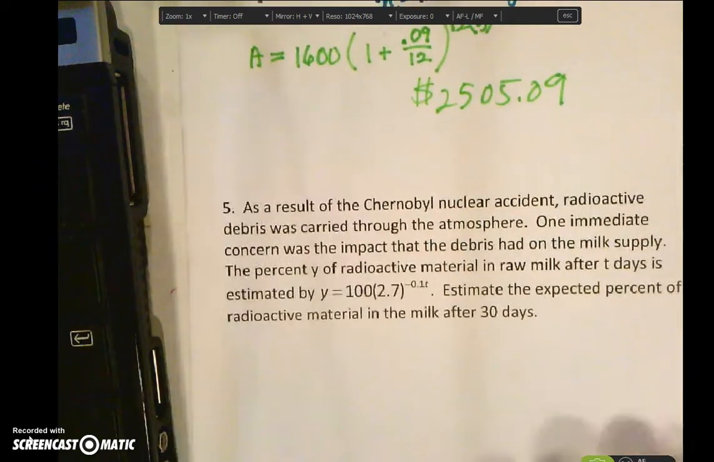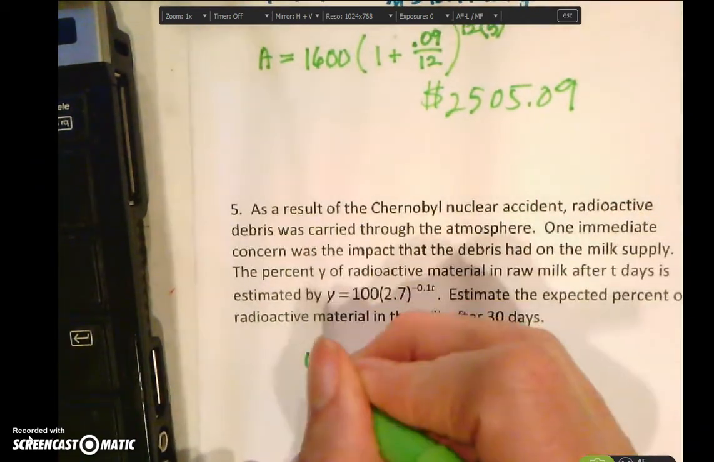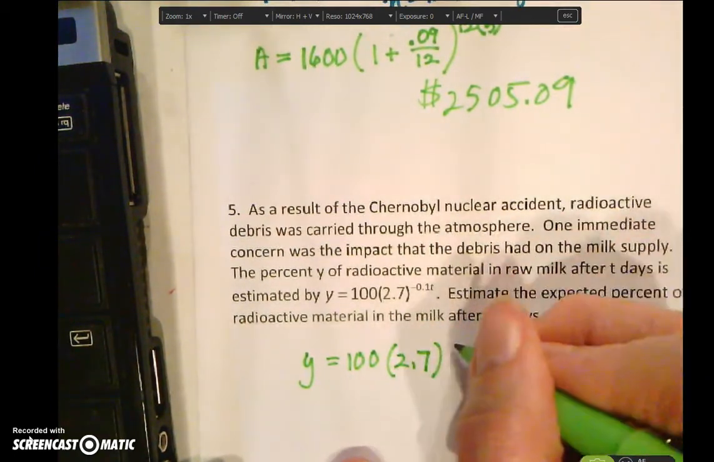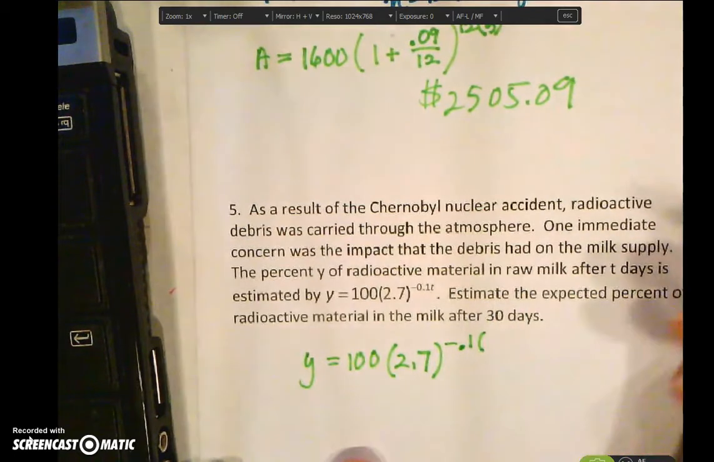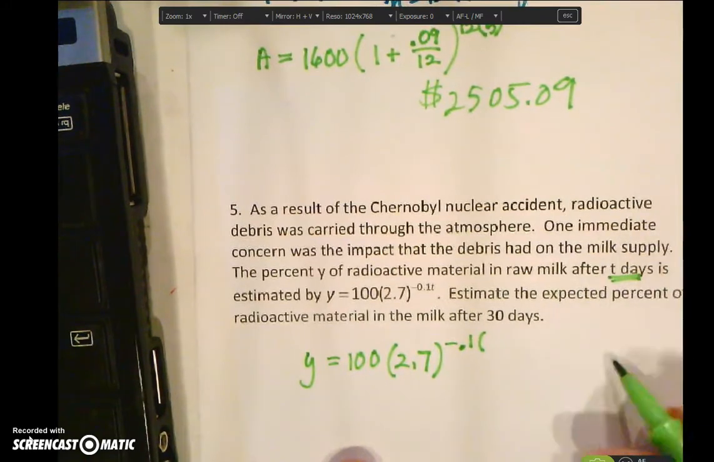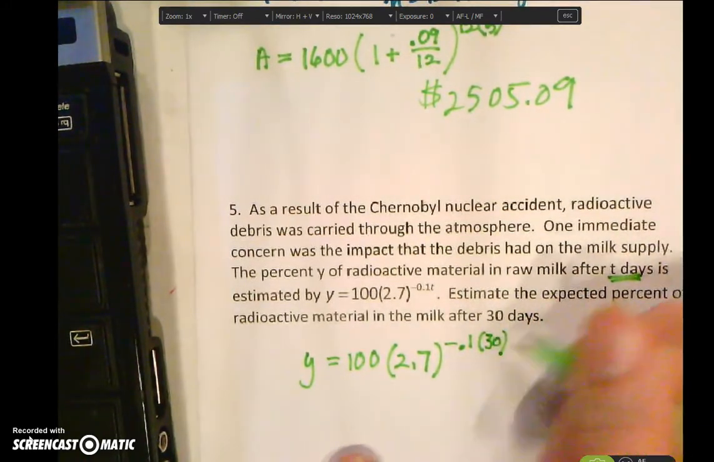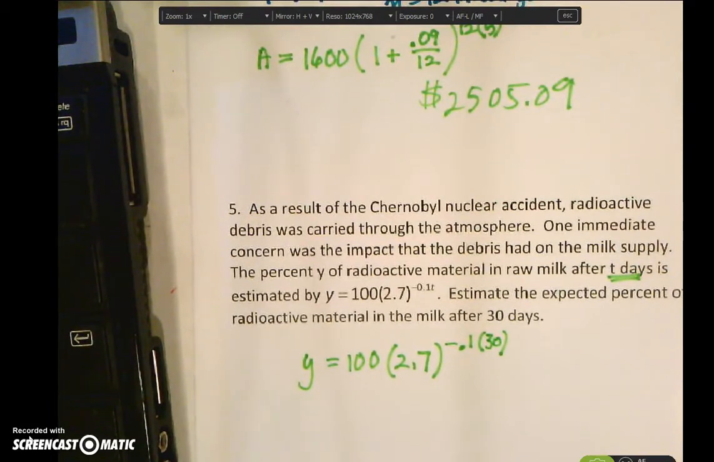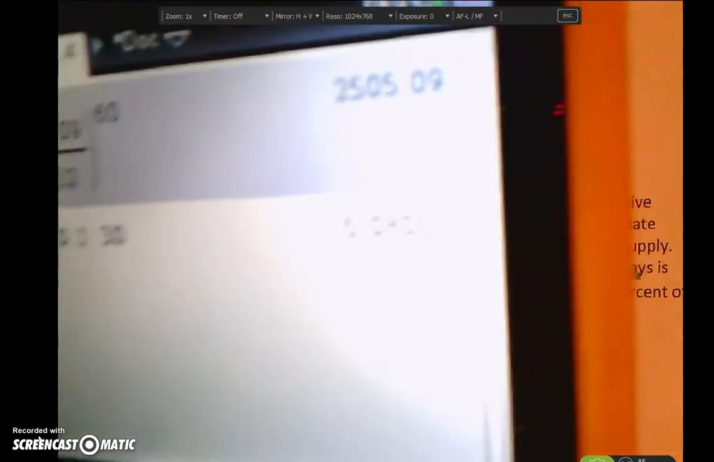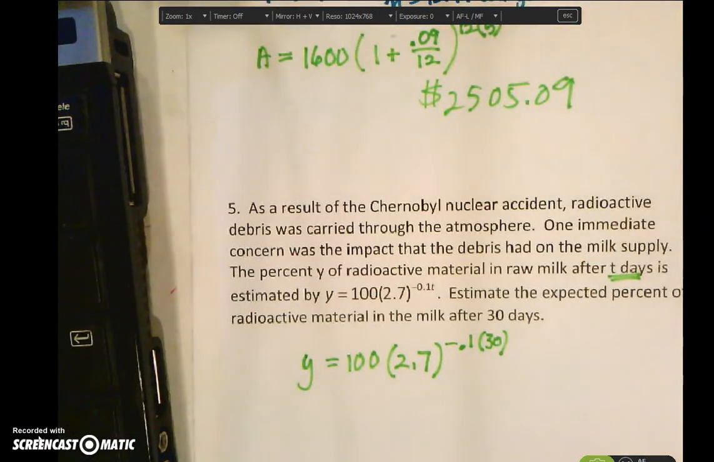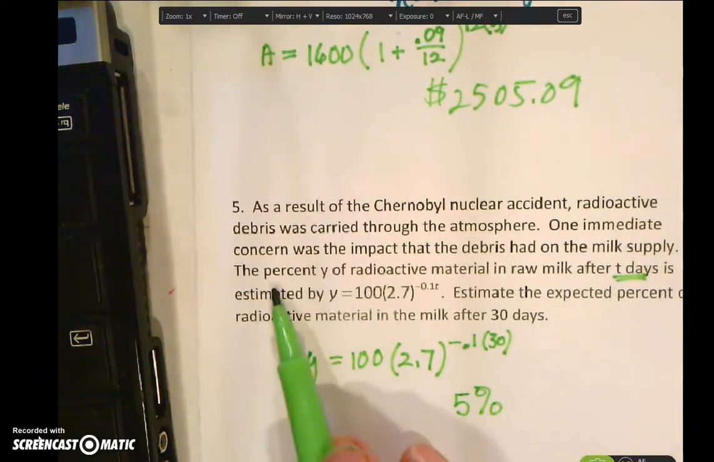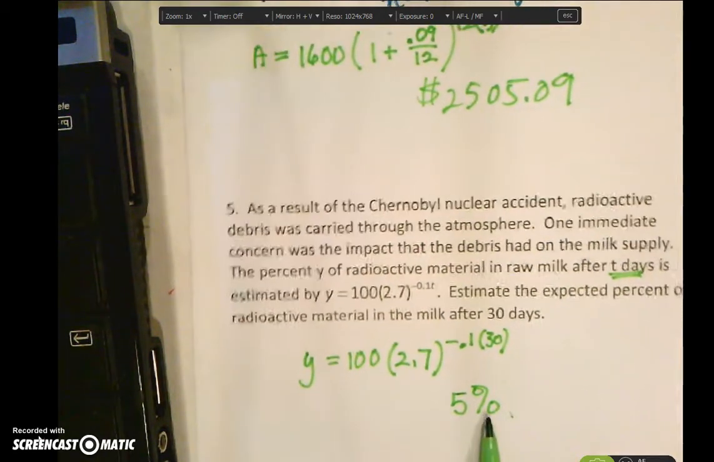All right, so let's plug that in. We're looking for Y, and then we're just going to do 100 times 2.7 raised to the negative 0.1 times T, and T is going to be 30 days because T represents the number of days, so times 30. So again, put that into your calculator and see what you get. Okay, so here I put it in my calculator, and there's my answer, 5.08. Since we're rounding it, it's going to be about 5%, because remember, it's the percent. So that's going to be 5%.